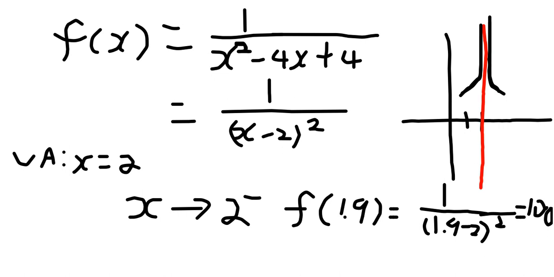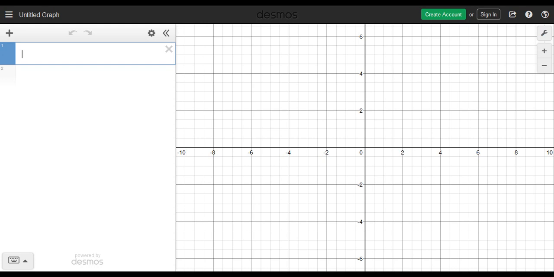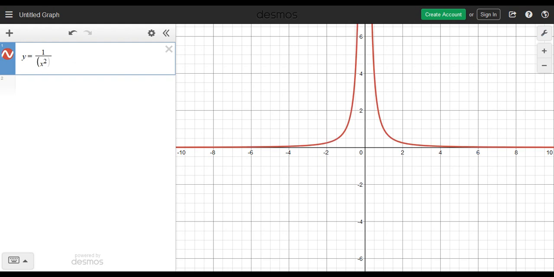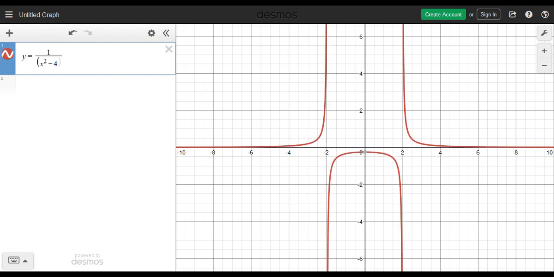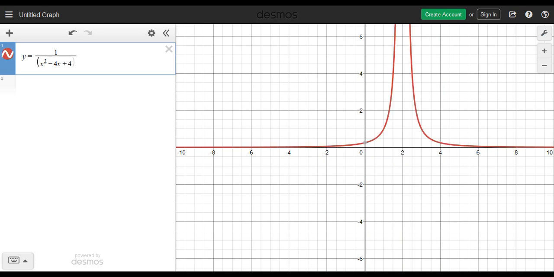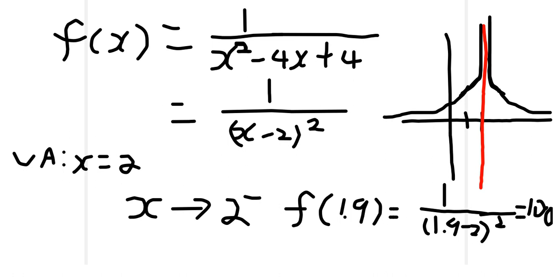So with that end behavior, as x goes to infinity, y approaches 0. And as x goes to negative infinity, y approaches 0. So it's going to look like that. I'll plot it out here. We've got y equals 1 divided by x squared minus 4x plus 4. So that's the graph that we originally are looking at. 1 over x squared minus 4x plus 4.